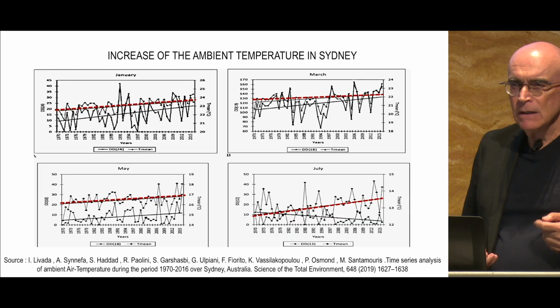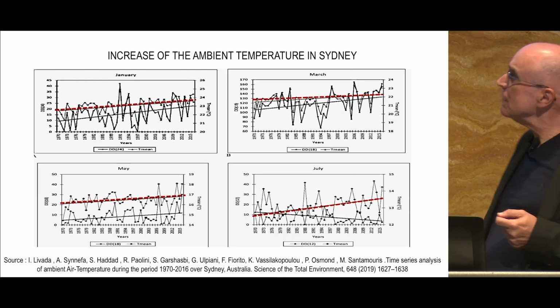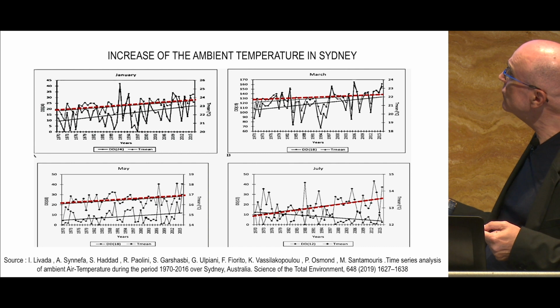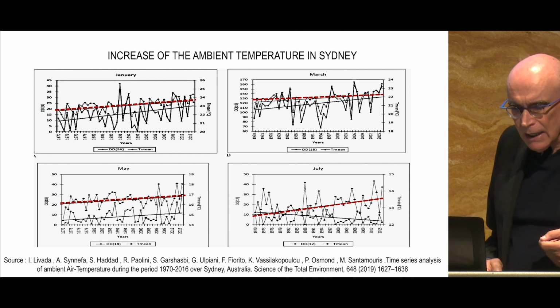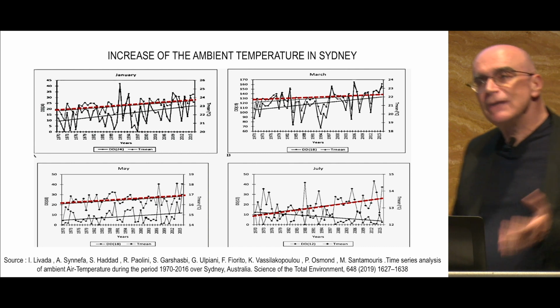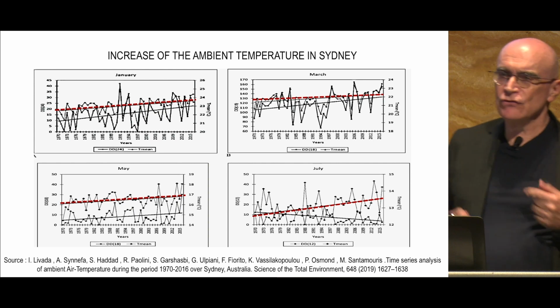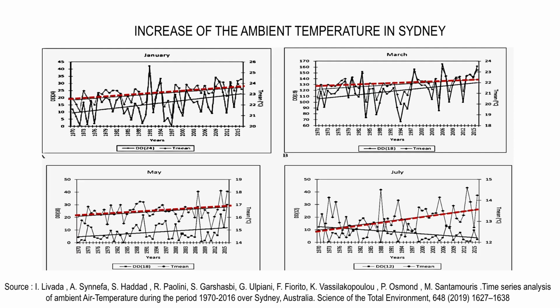What is happening in Australia? What is happening in Sydney? We have analyzed the data of the last 50 years for different months. And as you may see, for example, for the different months, January, March, and the other months, there is a continuous increase of the average temperature, not the peak temperature. And during the last 30 years, there is an increase of the average temperature of up to 2 or 3 degrees. Why? We will discuss it. But this is very well documented.